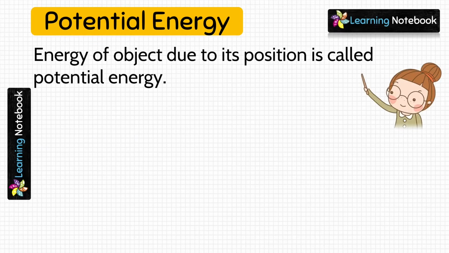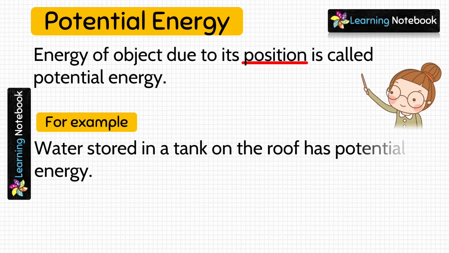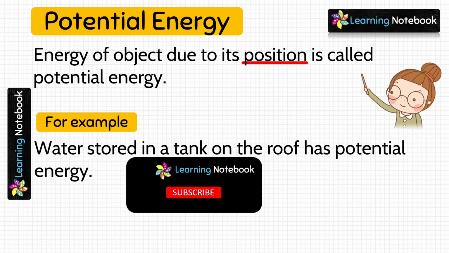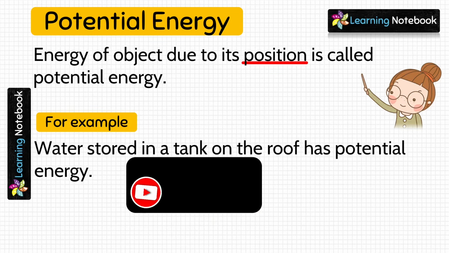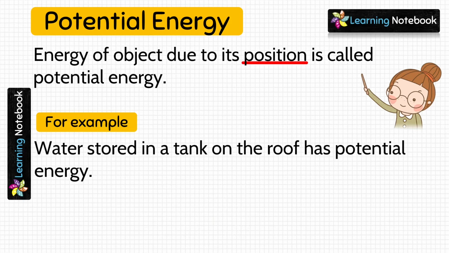Next type of energy is potential energy. Energy of object due to its position is called potential energy. For example, water stored in a tank on the roof has potential energy as it is stored at a height. So this is an example of potential energy.